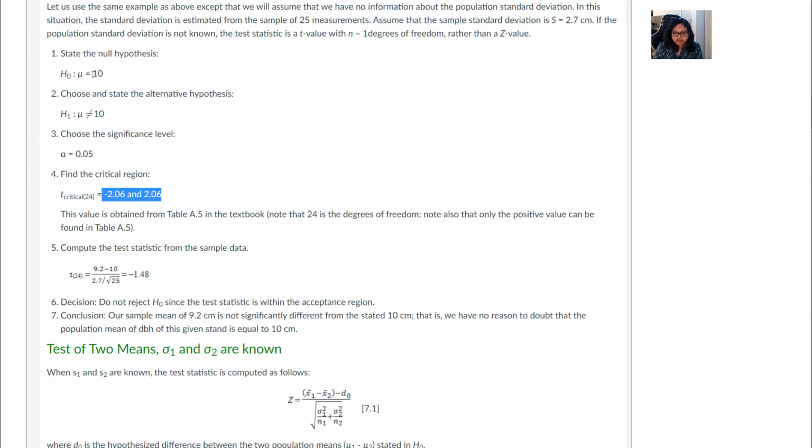And then you can see the t statistic value using the sample size, sample mean, and the population mean. That's what we said in the null hypothesis, and we use that, and then we actually use the sample standard error, and you can see we found negative 1.48.